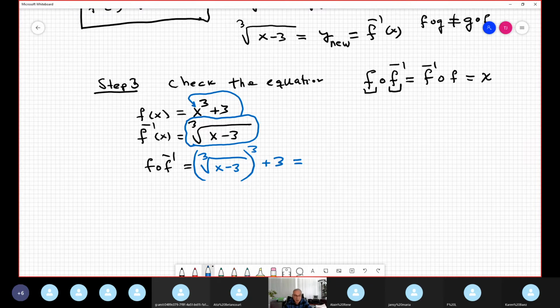Okay, I know the cubic power and cubic root undo each other. We have x minus 3 plus 3. Cancel out this 3. The answer is the identity function. x equal x is the identity function. Okay, this function, identity function.